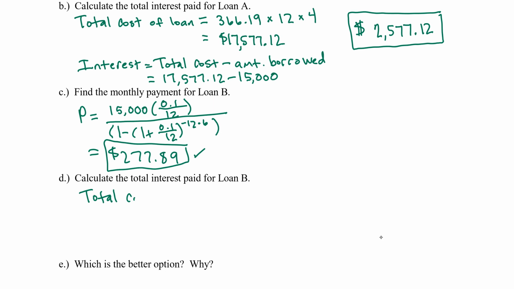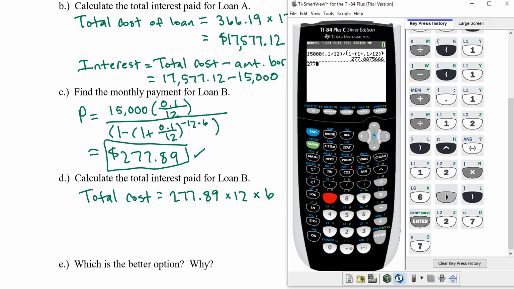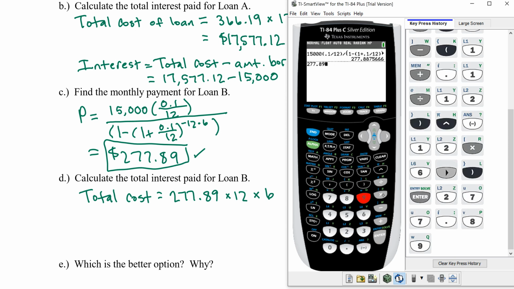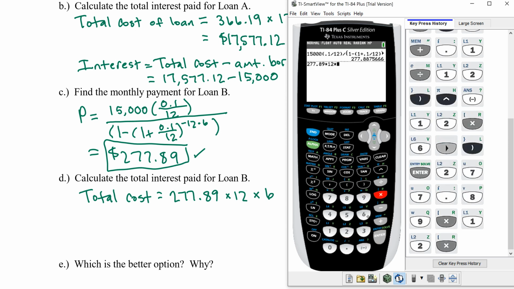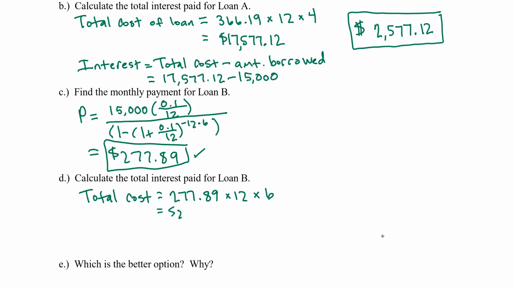Total cost of this loan. This is going to be $277.89 every month. That's 12 times per year. And remember, the term of this loan was 6 years. So let's see how much we paid for this loan over those 6 years. Total cost of this loan, $20,008.08.